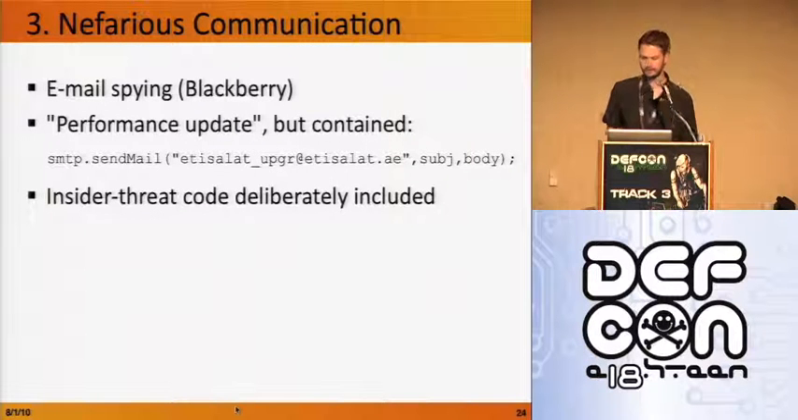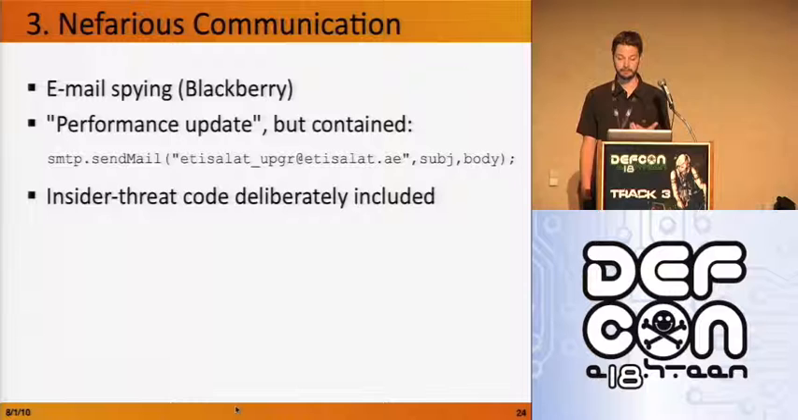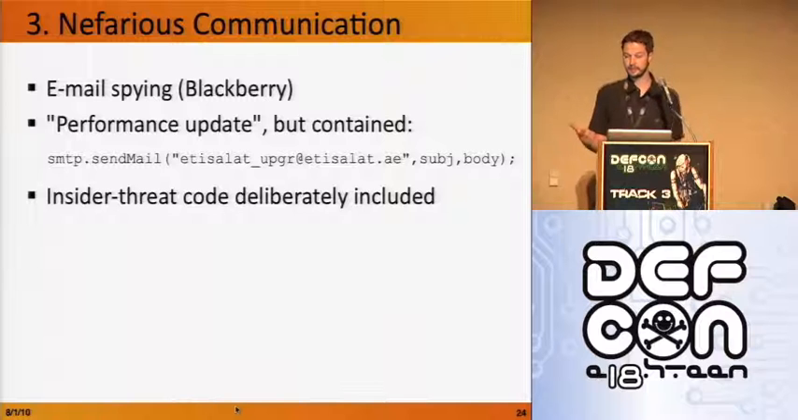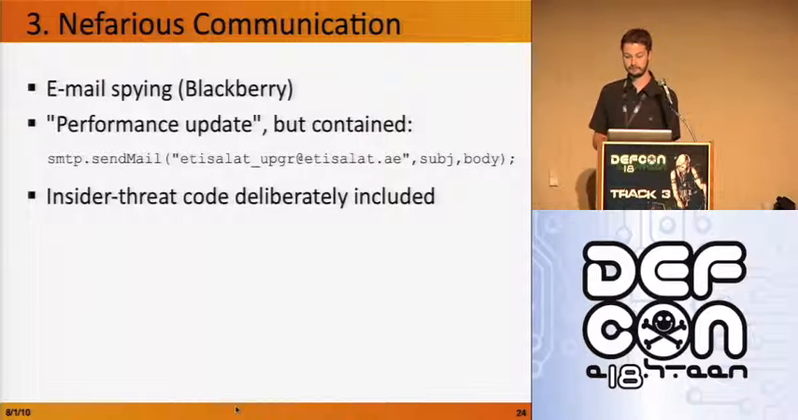The email, so the BlackBerry email spying case. In a particular country, this update was advertised as a performance update. When you actually decompiled the performance update, you found the following piece of code. It contains a forwarding mechanism so that each mail you receive on your BlackBerry was also forwarded to that particular address. That was deliberately put into the code, and it was there to comply with regulations.